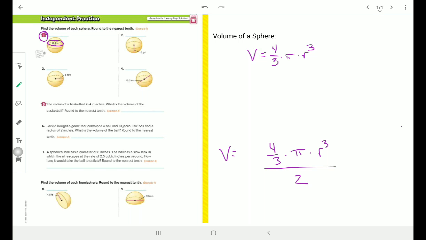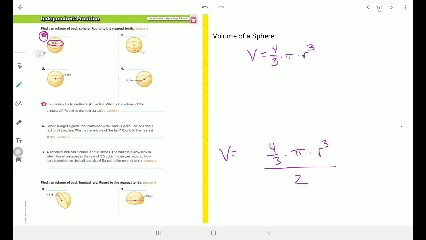Whatever you get when you multiply all of this out, 4/3 pi and the radius cubed, just take that answer and divide it by 2, and that will give you your hemisphere. It's the same thing as the volume of the sphere. You just now have to divide by 2. If you have any questions, please let me know.